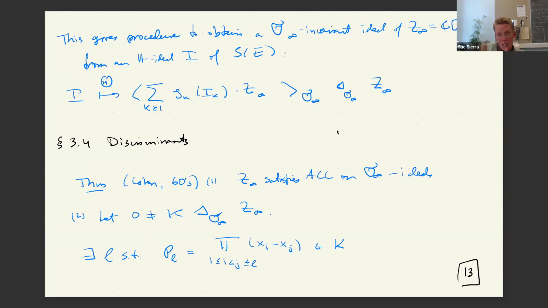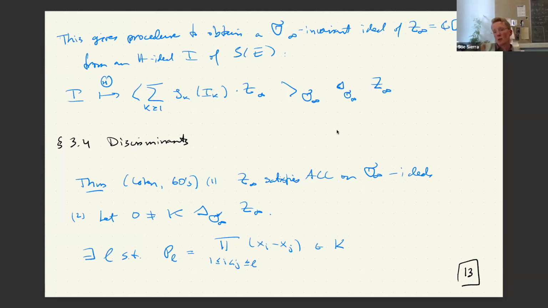turn out to give the key not only to S infinity invariant ideals of Z infinity, but also to H ideals of S of E and to two-sided ideals of the enveloping algebra of the loop algebra. But let's start with S infinity invariant ideals of Z infinity. So this is a theorem due to Cohen back in the 60s, extremely classical at this point.